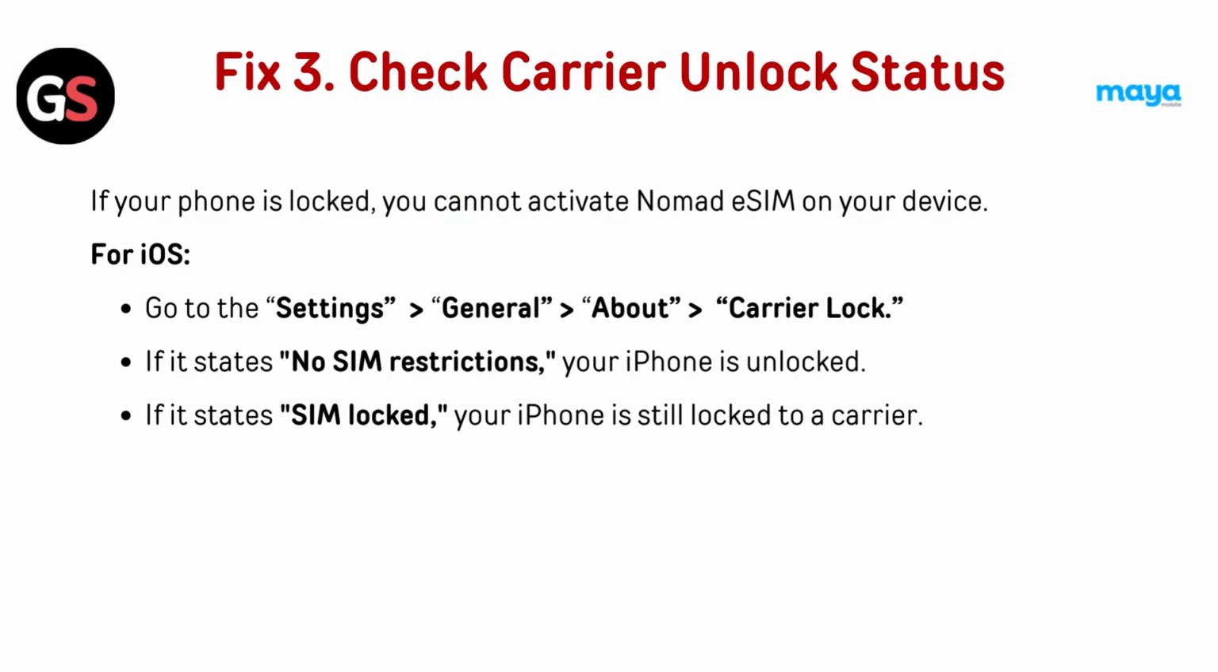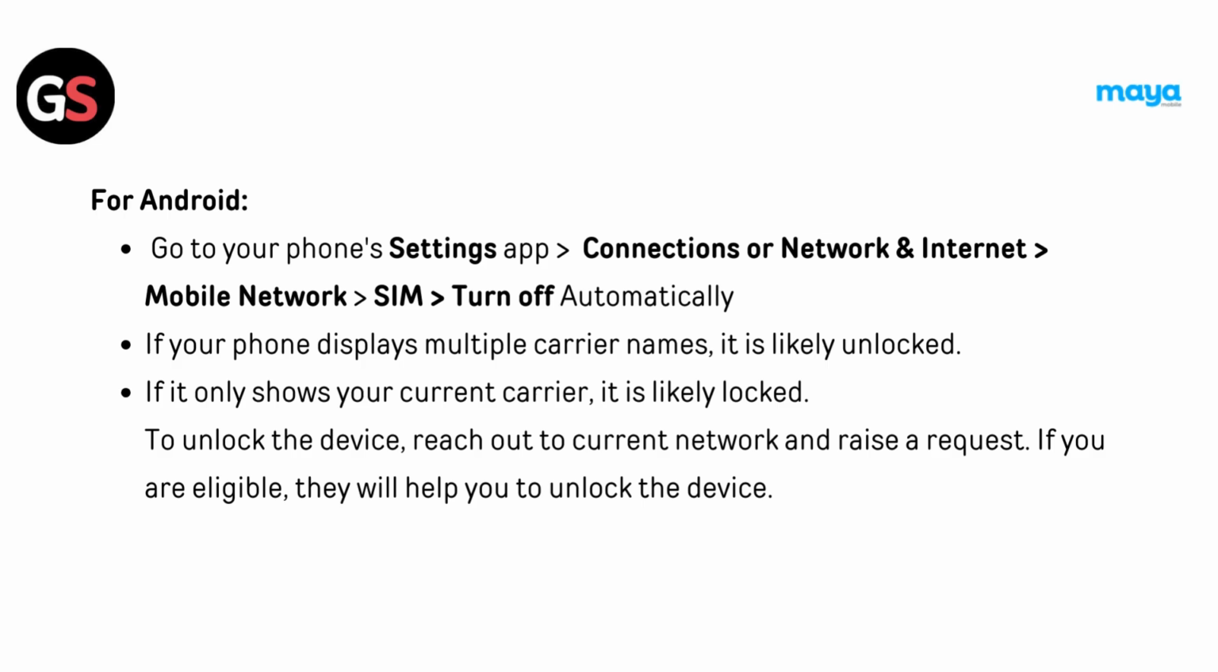Check carrier unlock status. If your phone is locked, you cannot activate Maya eSIM on your device. For iOS, go to Settings, then General, then go to About, then tap on Carrier Lock. If it states no SIM restrictions, your iPhone is unlocked. If it states SIM locked, your iPhone is still locked to a carrier. For Android, go to your phone Settings app, Connections or Network and Internet, Mobile Network, SIM, turn off automatically. If your phone displays multiple carrier names, it is likely unlocked. If it only shows your current carrier, it is likely locked.